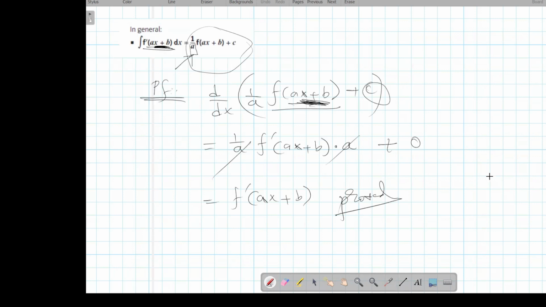For example, let's see. What is the antiderivative of sine of 2x plus 5? You can now write it directly using this formula. Well, now it's just half minus cosine of 2x plus 5, right? Exactly.